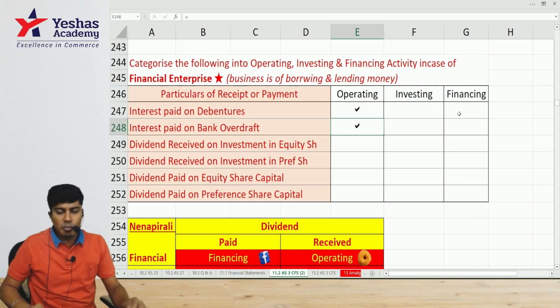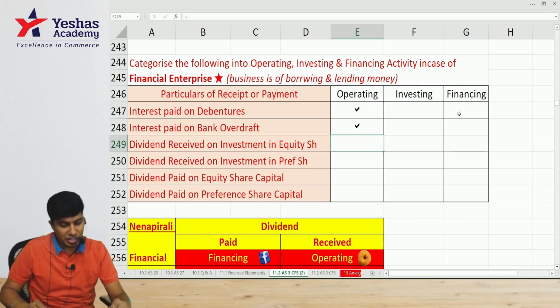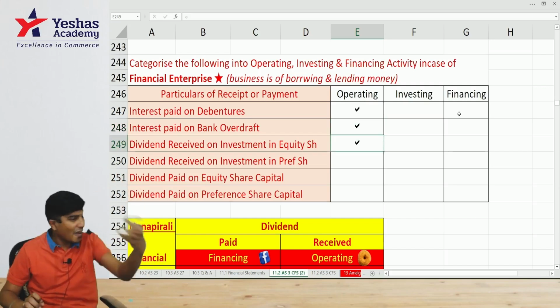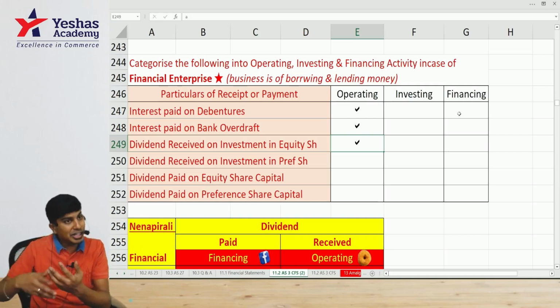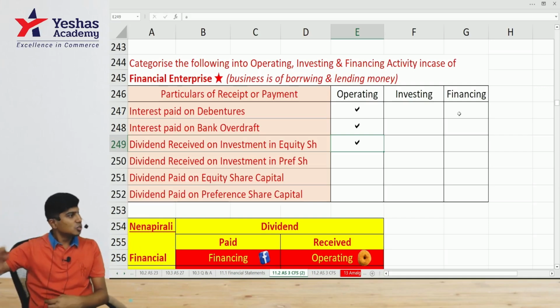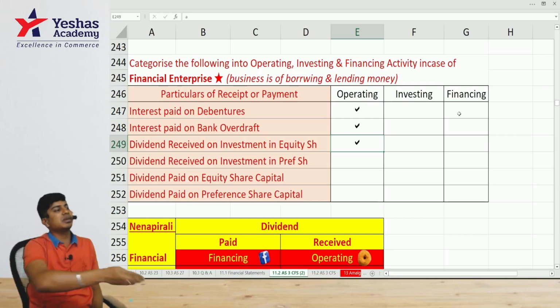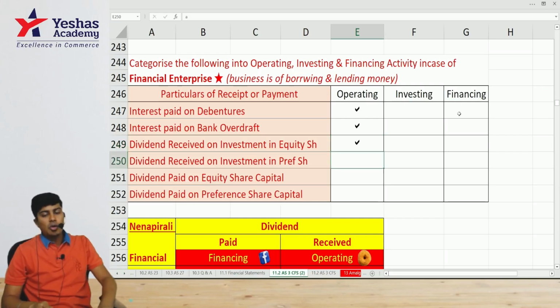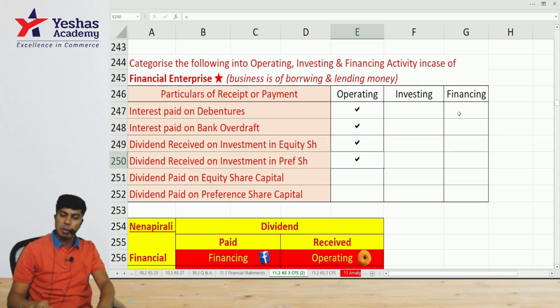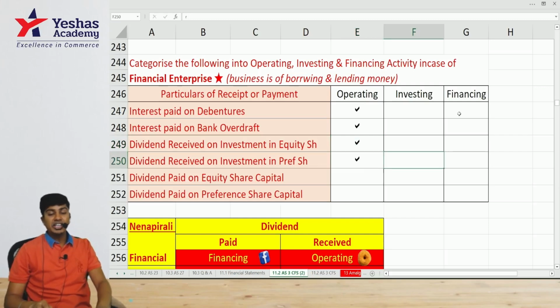Okay. How about dividend received on investment of equity shares? Operating. Why? I borrowed money. I'm lending the money to companies in the form of capital. So there is nothing called investment. Investment is my business. Understood? How about dividend received on investment in preference shares? Operating. Dividend paid on equity share capital.